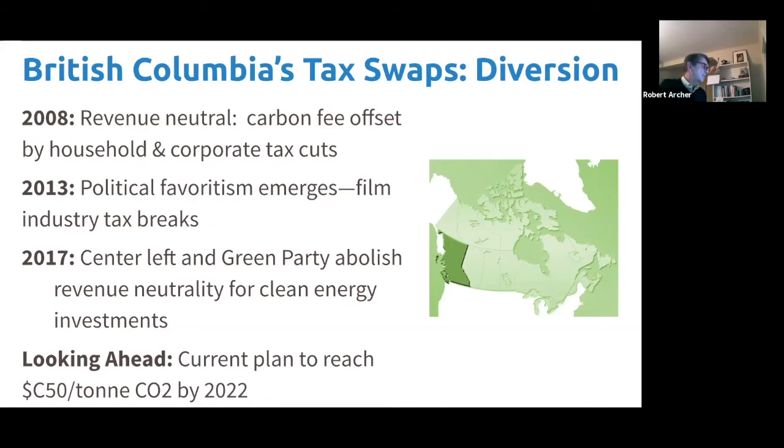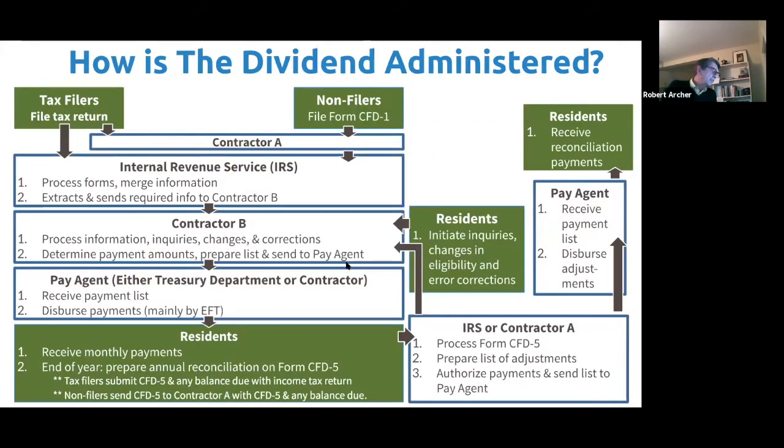The administration of the dividend, basically, I'm not going to read this, using the existing procedures that are in place, plus a new form for those who don't submit tax forms.